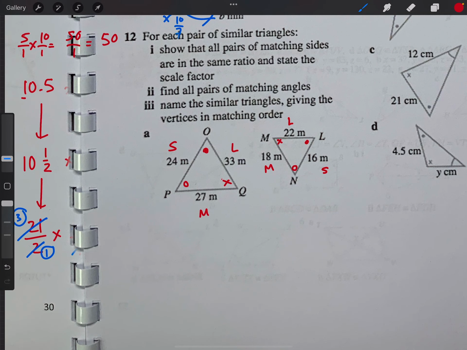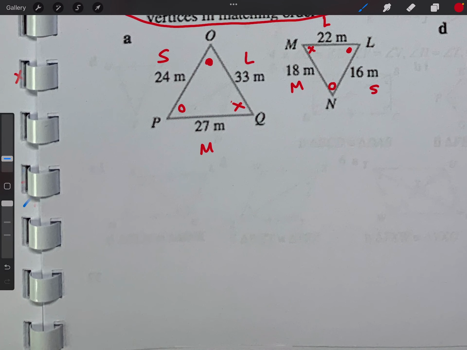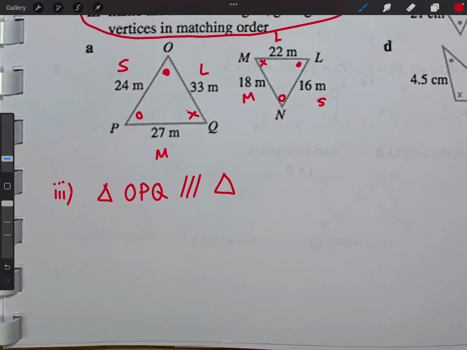Find all pairs of matching sides and matching angles. But you know what? I'm going to do the last part first here. It says name the similar triangles given the vertices in matching order. So I'm going to do part 3 first, because it's going to help me with the other questions. I'm going to say triangle OPQ is similar to triangle. Now what's the other one?